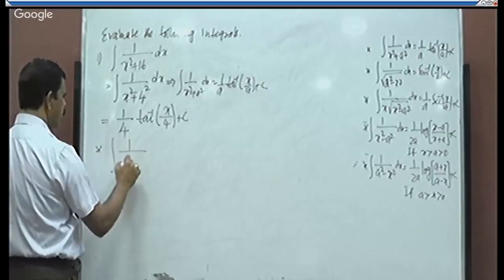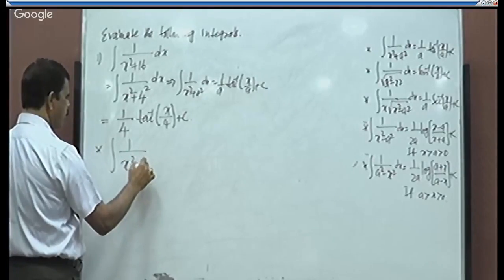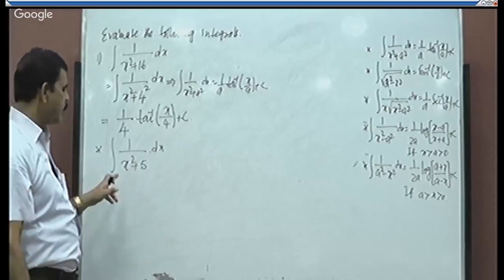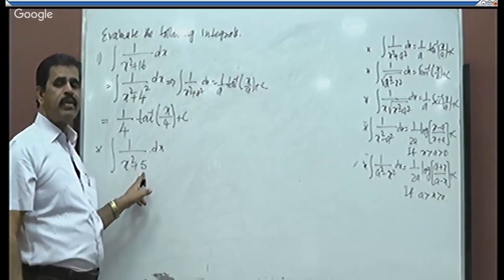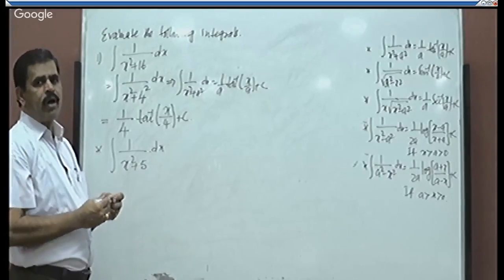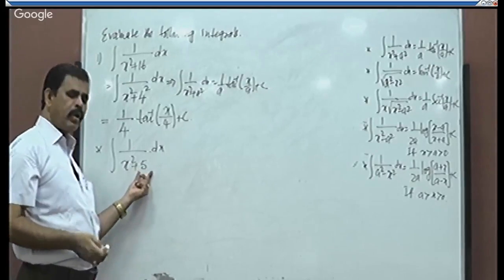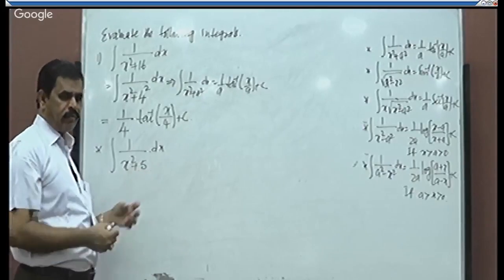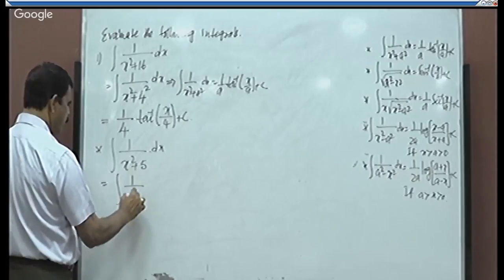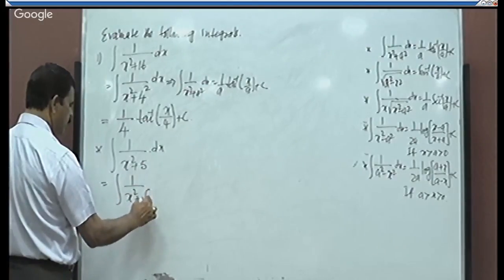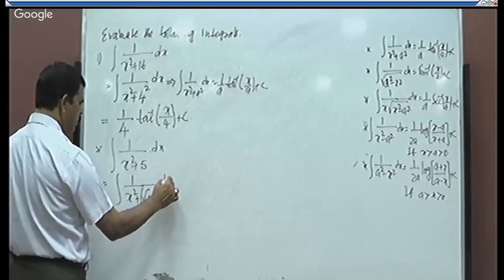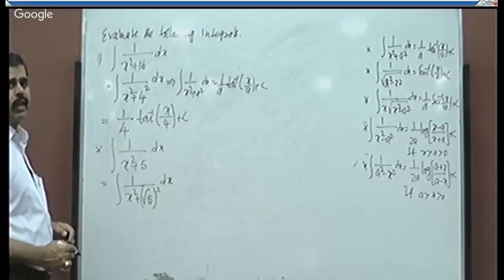Integration of 1 divided by x square plus 5 into dx. As I mentioned just now, if in place of a square it is a prime number or some not a perfect square, then we have to write in terms of what? It should be taken in terms of root of that number whole square. Root 5 whole square. Correct?